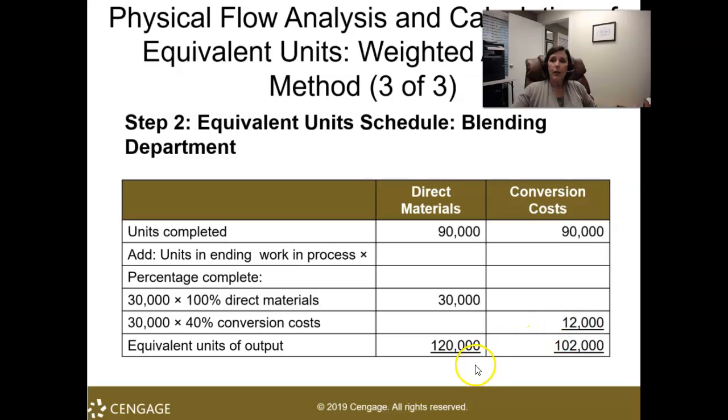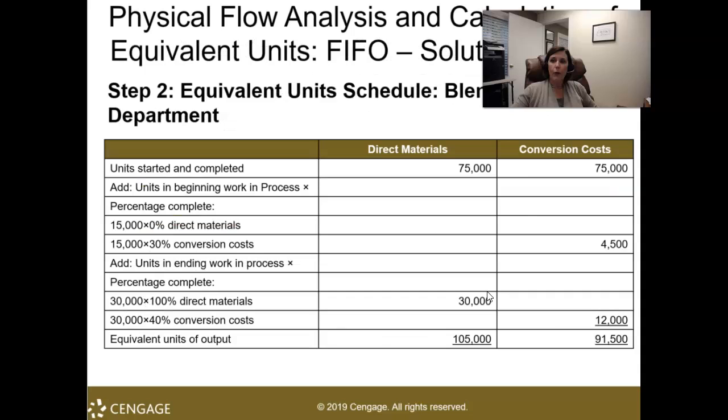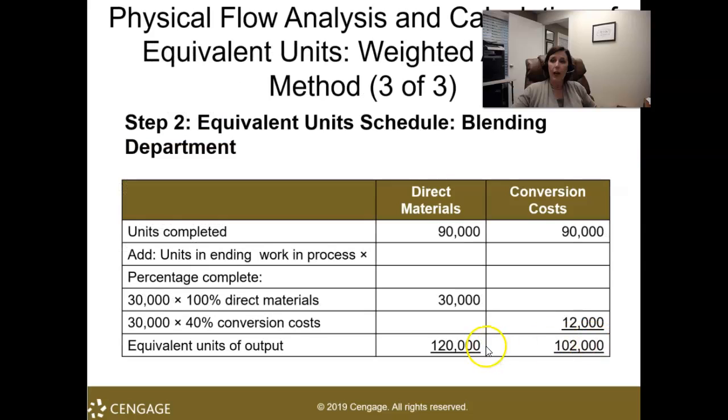I'm just going to jump to the next slide, so if you can burn this in your memory for a second, while I hop over and show you what it looked like under FIFO, and you can see the difference at this stage between these two methods. We've got 105 and 91.5, and here we've got 120 and 102 in conversion costs at the same point using the different methods.